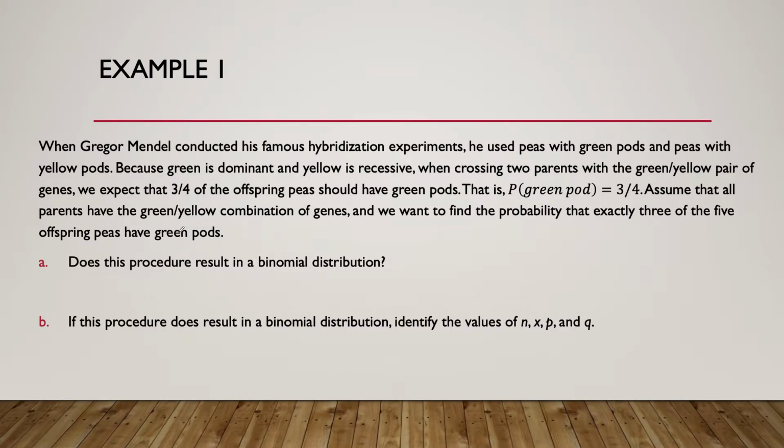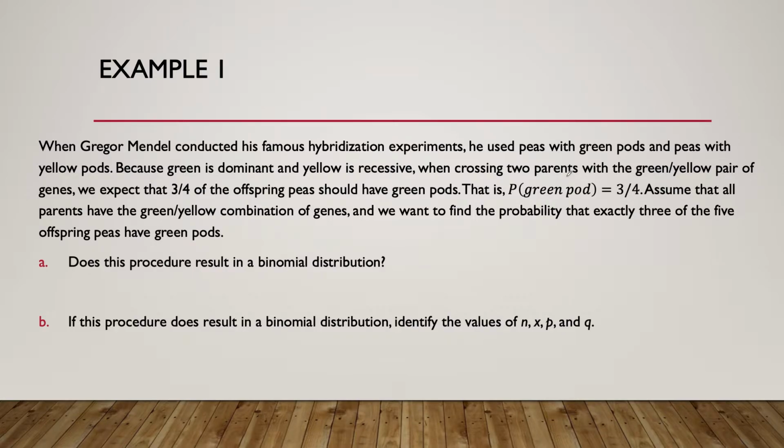So, for example, when Gregor Mendel conducted his famous hybridization experiments, he used peas with green pods and peas with yellow pods. Because green is dominant and yellow is recessive, when crossing 2 parents with the green and yellow pair of genes, we expect that 3/4 of the offspring peas should have green pods. That is, the probability of a green pod is 3/4. Assuming that all parents have the green-yellow combination of genes, we want to find the probability that exactly 3 of the 5 offspring peas have green pods.